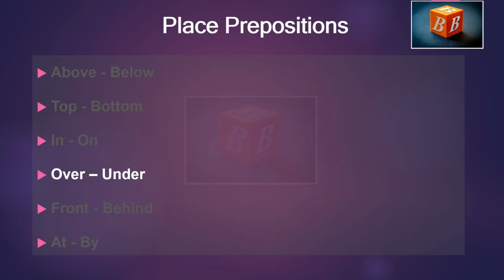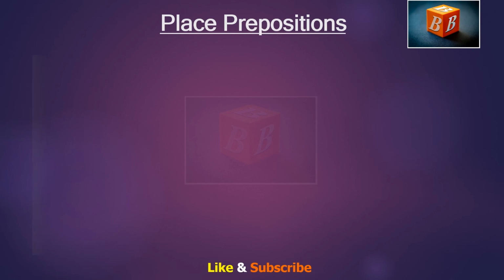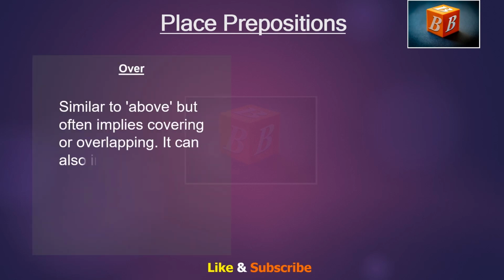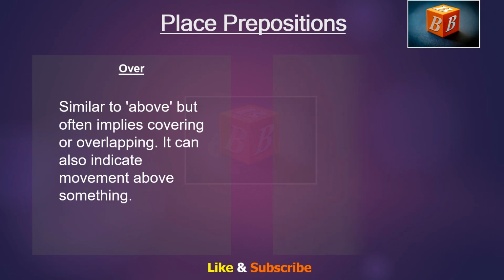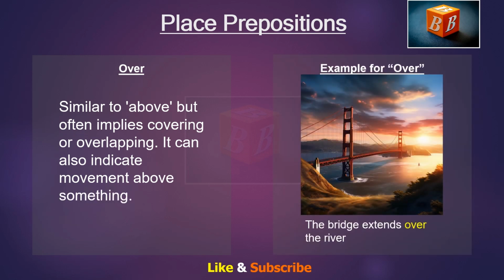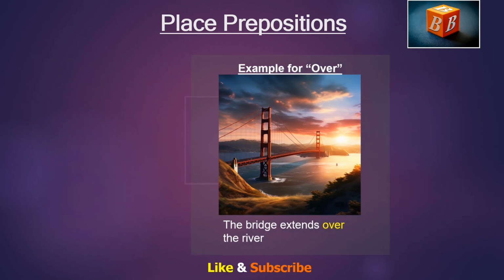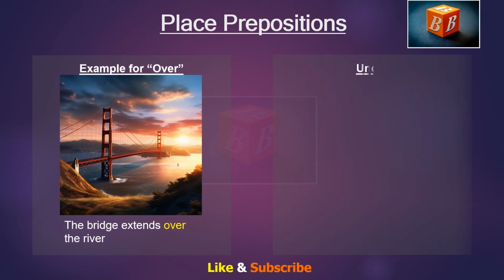Now, over and under are a bit more dynamic. Over is similar to above, but often implies covering or overlapping. It can also indicate movement above something. In the phrase, the bridge extends over the river, the preposition over illustrates that the bridge is positioned above the river, without touching it. Over conveys a sense of one object being higher than another, often with a clear space in between.